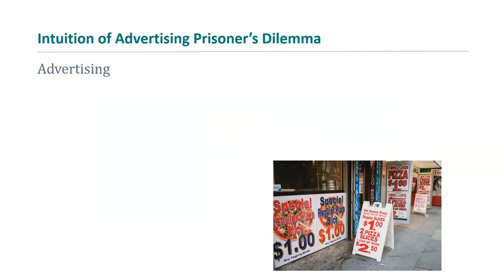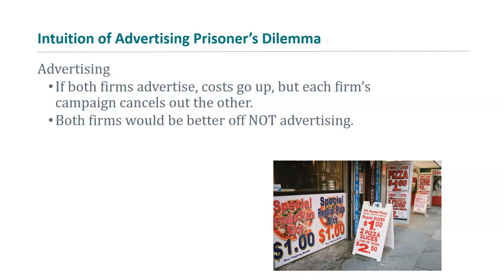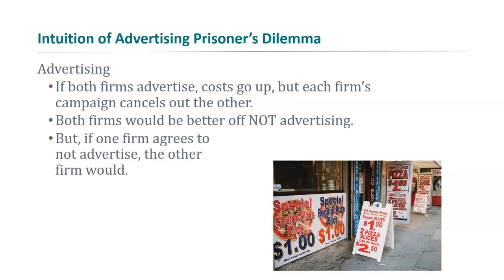So advertising is a prisoner's dilemma. If both firms advertise, their costs go up, but each firm's campaign cancels each other out, so everybody's making less money than they would if they didn't advertise. Both firms would be better off not advertising. But if one firm agrees to not advertise, the other firm has an incentive to cheat on that plan. The other firm would advertise to steal the first firm's customers.